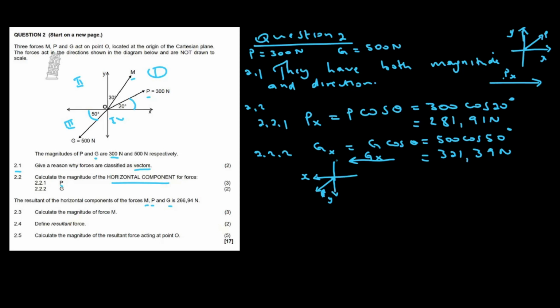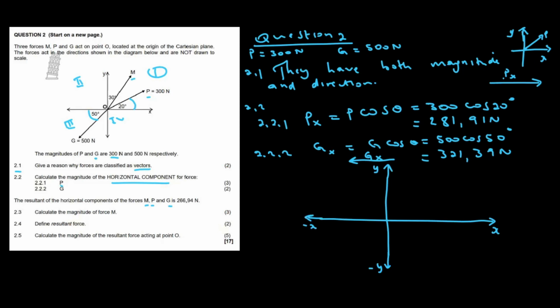We can plot on a Cartesian plane, right? Let me get rid of this one. Draw a new one. Okay, we can draw a Cartesian plane like this. Okay, and put X here and put Y here. Right? Of course, this is negative Y and this is negative X.